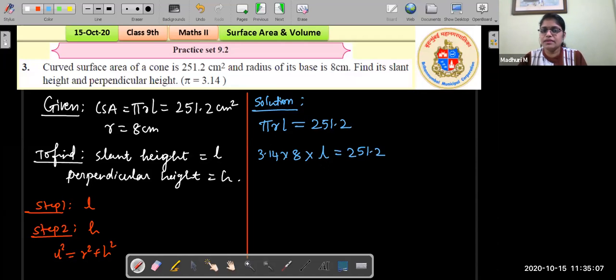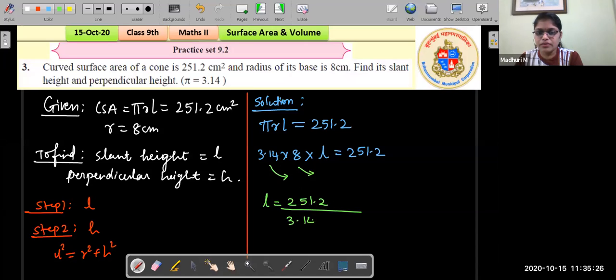Right, students? And then what are we going to do next? We are going to shift the numbers to the other side. So 3.14 times 8, we are going to shift it to the other side, and that would give us L equals 251.2 over 3.14 times 8, because the numbers will move to the denominator, right? And now what will be the next step? We are going to get rid of the decimals over here. There are 2 decimals in the denominator, so we multiply by 100 to the top, and there is 1 decimal in the top, so we are going to multiply by 10 to the denominator, right?